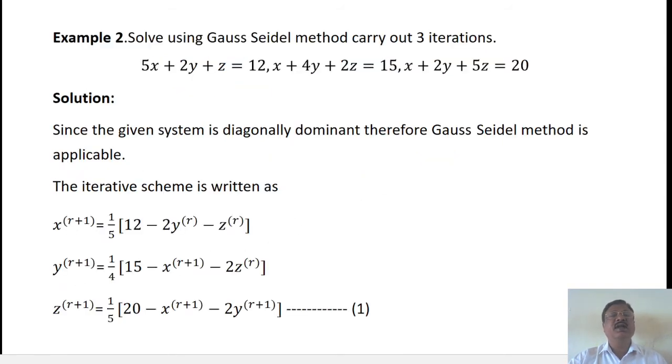So now as a second example, consider 5x plus 12y plus z is equal to 12, x plus 4y plus 2z is equal to 15, x plus 2y plus 5z is equal to 20. Again, if you see here, the coefficient 5 is larger than the sum of the other two, then 4 is larger than this, and 5 is again larger than the sum of the other two. So therefore the system is diagonally dominant.